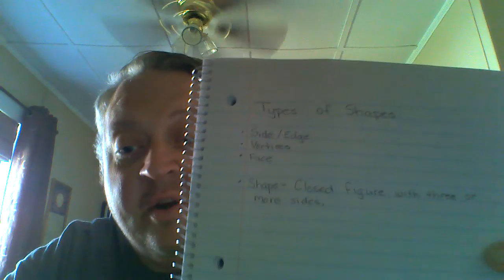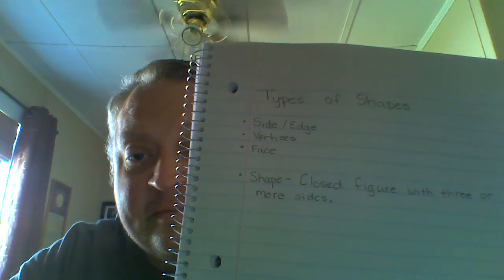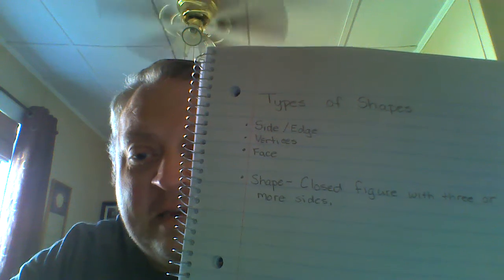Okay. A shape is a closed figure with three or more sides. Closed, C-L-O-S-E-D. Figure, F-I-G-U-R-E. With, W-I-T-H. Three. Or, O-R. More, M-O-R-E. Sides, S-I-D-E-S. So, the definition for shape is a closed figure with three or more sides. And I'll leave that there for a second while you're able to get that definition written down.